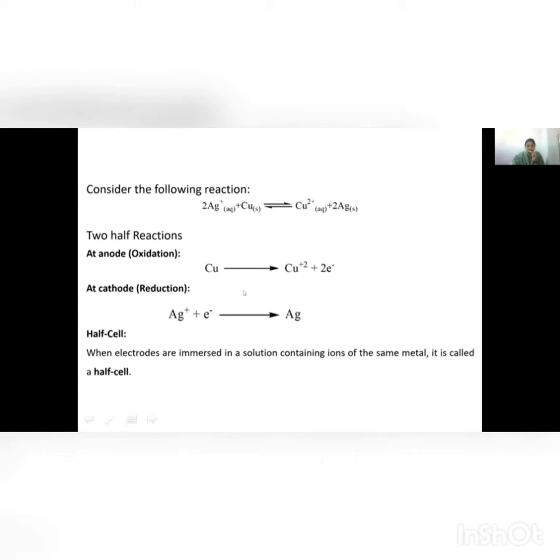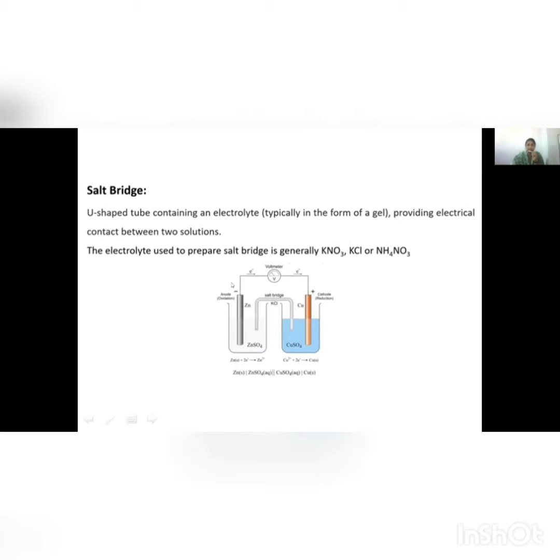So here in the two reactions, at the anode oxidation takes place, at the cathode reduction takes place. So the cell potential can be calculated using the formula E cell is equal to E cathode minus E anode, whereas in the standard state, E° cell is nothing but E° cathode minus E° anode. And let's see the next topic.